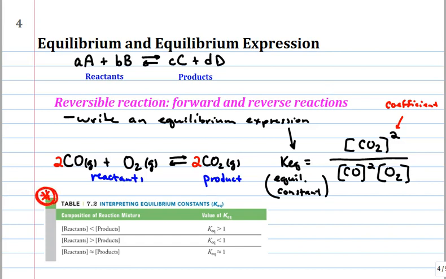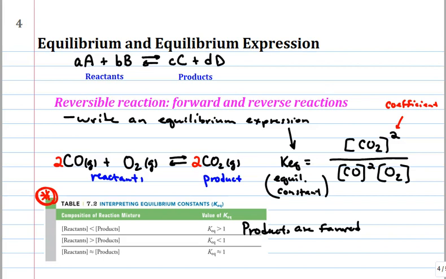To be honest with you, I don't think I'm going to have you calculate a KEQ. I might. I better hold off on that. But probably what we're going to do most of the time is if I give you a KEQ value, you can tell me whether the products or the reactants are favored. Again, look at this table. Look at the rules. If KEQ is greater than 1, then the products are favored when the reaction reaches what we call an equilibrium.